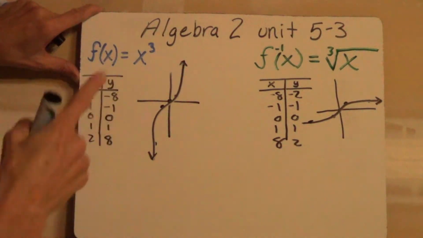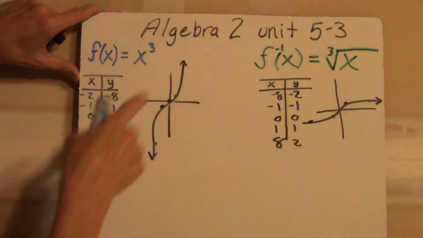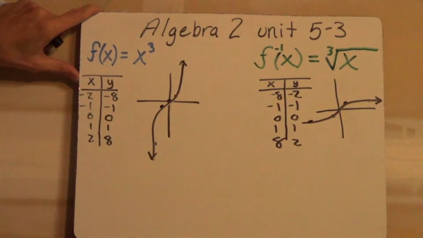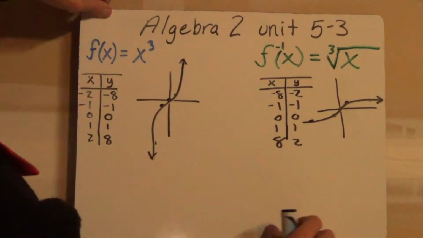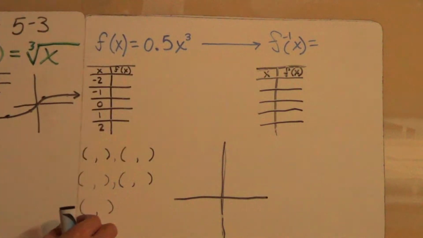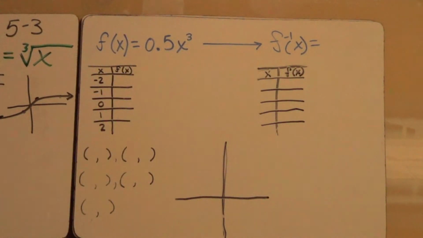And if you question that, come grab graph paper, draw the diagonal line, and flip it over, and you'll see they truly are inverses of each other. So awesome. Okay, so now we're going to play with a few of these.